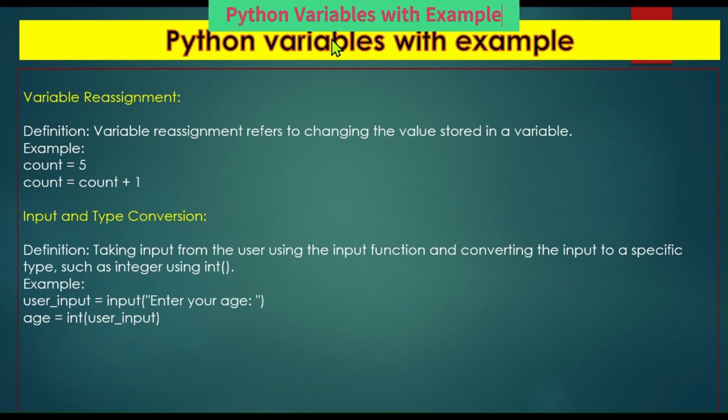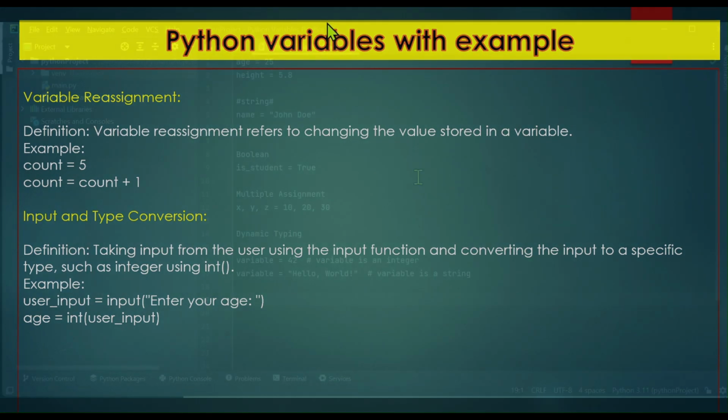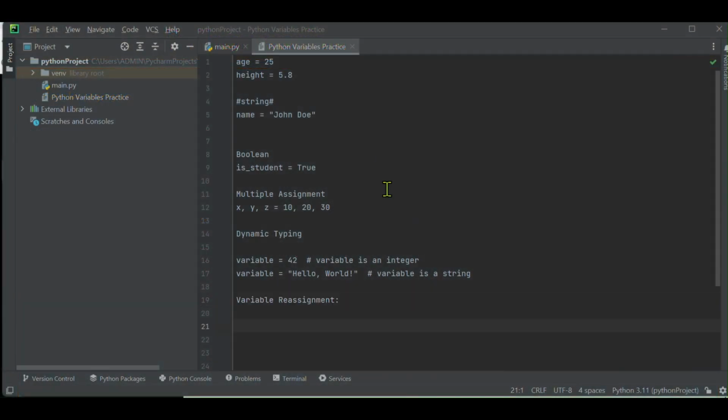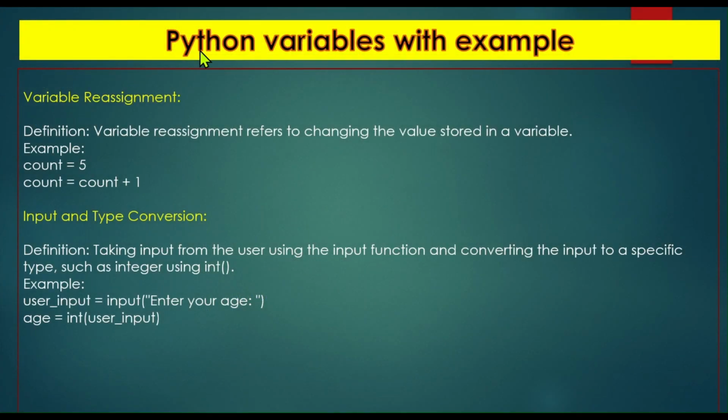Variable reassignment. Definition: variable reassignment refers to changing the value stored in a variable. Example: count = 5. count = count + 1.